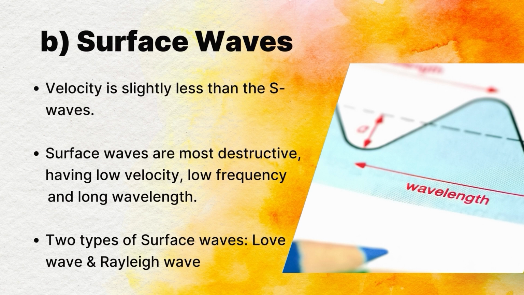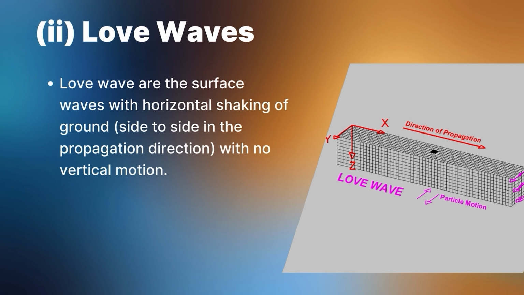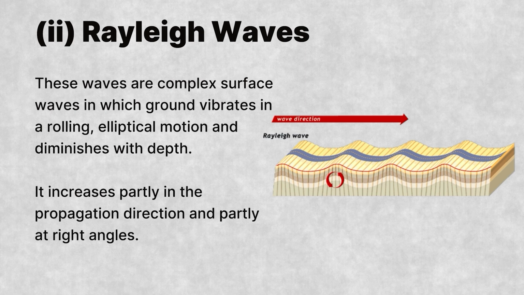Surface waves are again of two types. One variety of surface wave is the Love wave. Love waves are surface waves with horizontal shaking of the ground side to side, with no vertical movement or motion. Whereas Rayleigh waves are complex surface waves in which the ground vibrates in a rolling elliptical motion and diminishes with depth. Similarly, it vibrates partly in the propagation direction and partly at right angles.